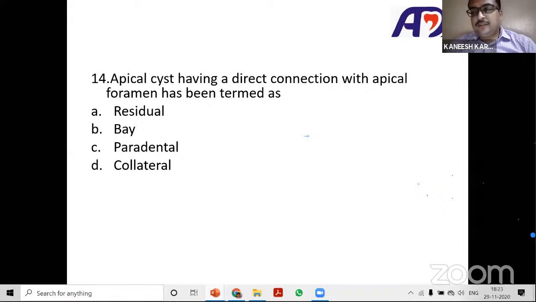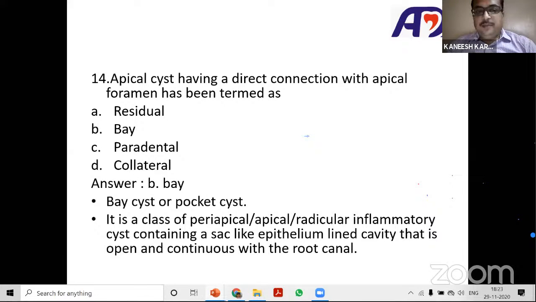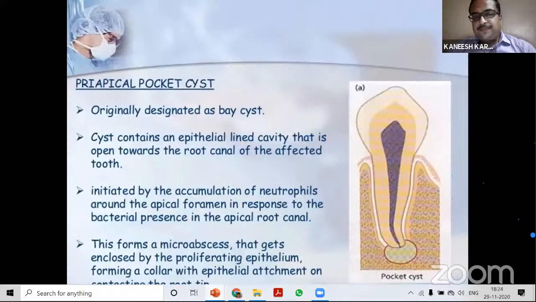Apical cyst having a direct connection with the apical foramen has been termed as? Yeah, it is bay cyst or pocket cyst. It is a class of periapical radicular inflammatory cyst containing a sac-like epithelium lined cavity that is open and continuous with the root canal. Okay, this is called a bay cyst. Originally designated as a bay cyst, it contains an epithelial lined cavity which is open towards the root canal of the affected tooth, initiated by the accumulation of neutrophils around the apical foramen in response to the bacterial presence in the apical root canal. Okay.